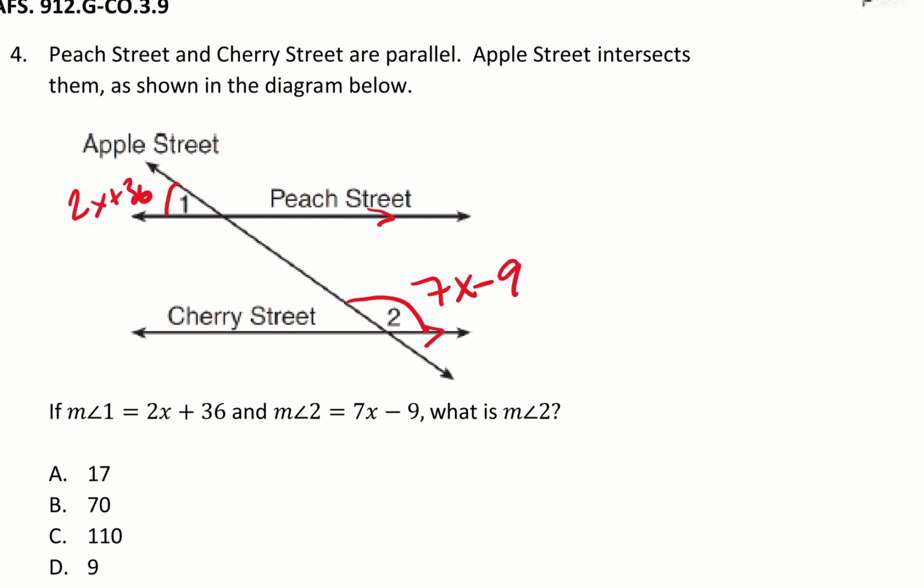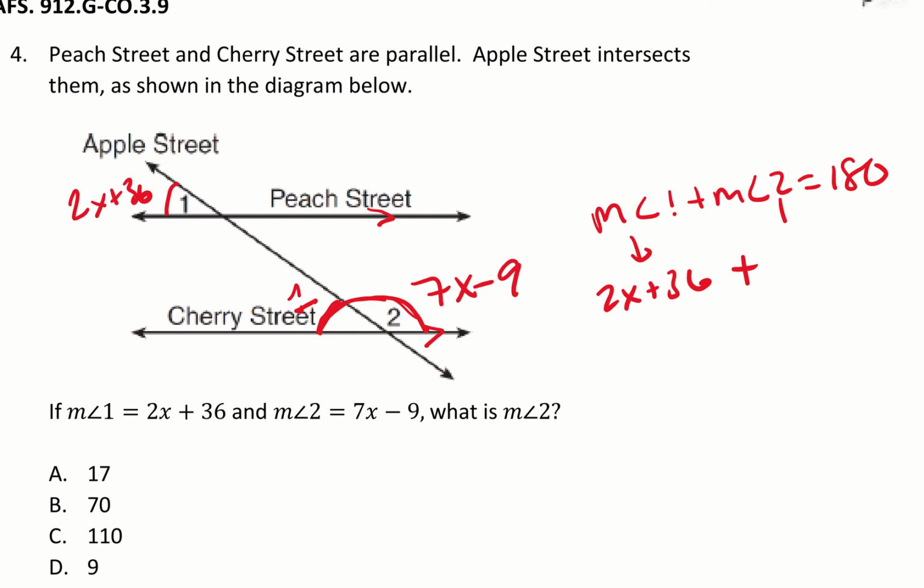So angle 1, if you were to slide angle 1 down, then this would be the same angle as angle 1. And so notice that this new angle 1 and angle 2 add up to 180. This is a half circle. So therefore, angle 1 and angle 2 have to add up to 180. So they're supplementary. And so angle 1 is 2x plus 36. Angle 2 is 7x minus 9.